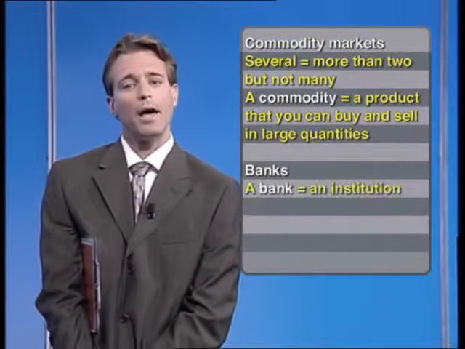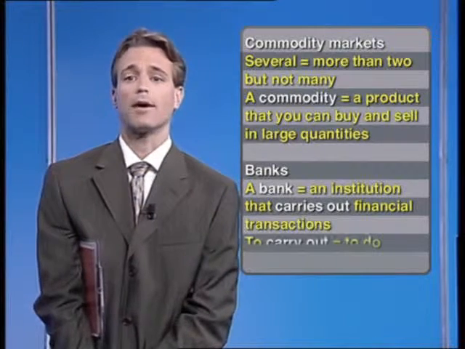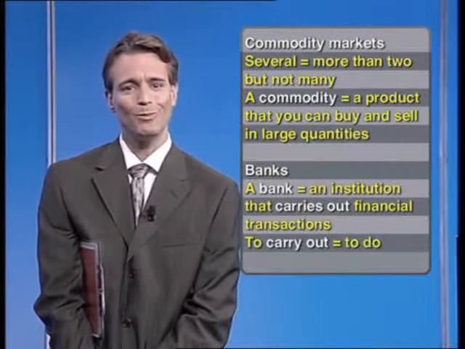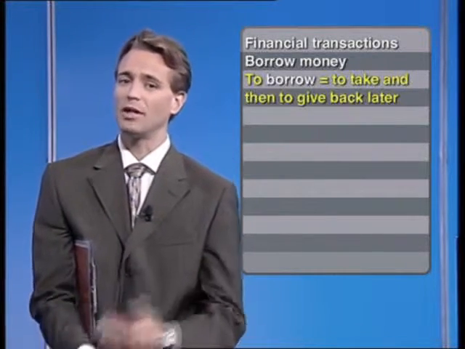A bank is an institution that carries out financial transactions. To carry out means to do. Financial transactions are the things you do with money. Some examples are, you can borrow money. To borrow means to take and then to give back later.